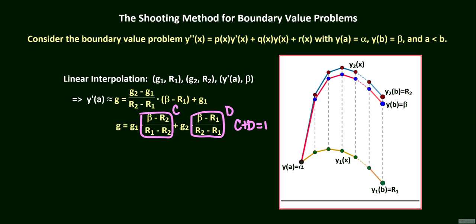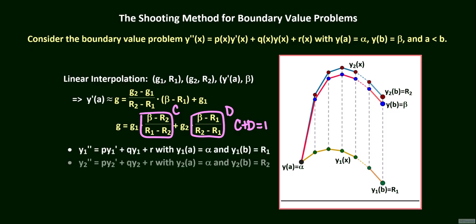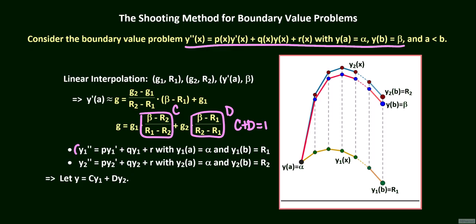Let's suppose again that y sub 1 is the exact solution of this BVP, and that y sub 2 is the exact solution of this other BVP. Let y be equal to the linear combination c times y sub 1 plus d times y sub 2. We show that y satisfies the differential equation with y of a equals alpha and y of b equals beta. We multiply by c everything in the first set of equations and by d everything in the second set of equations.